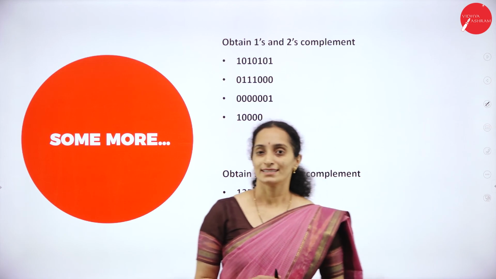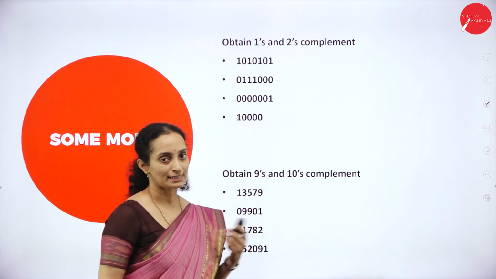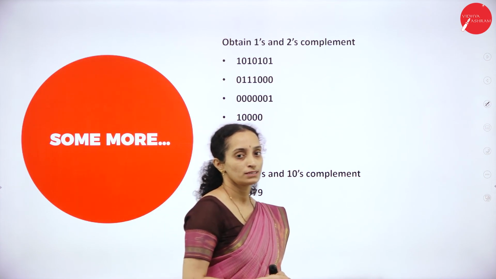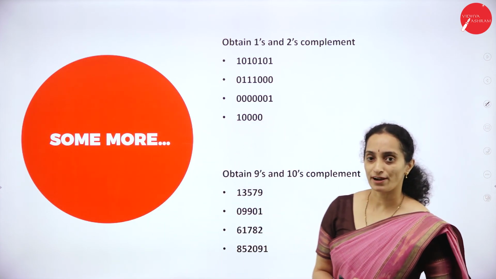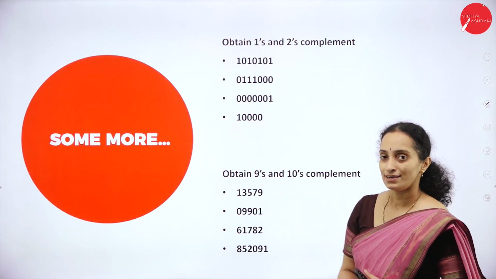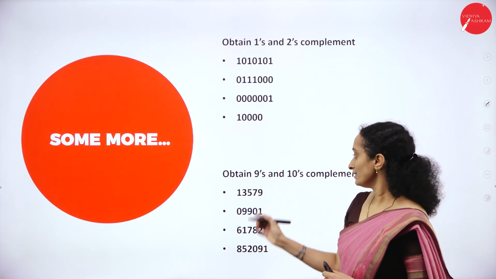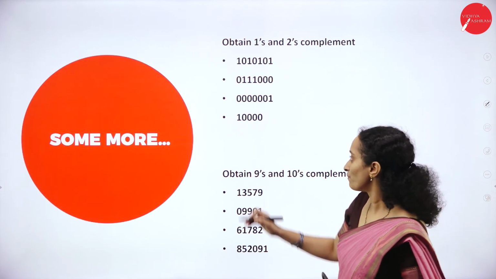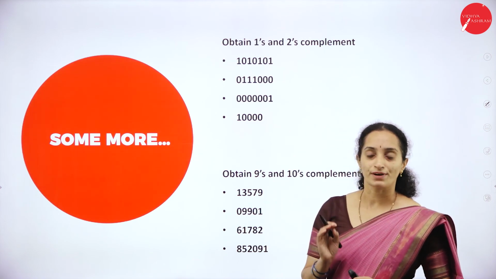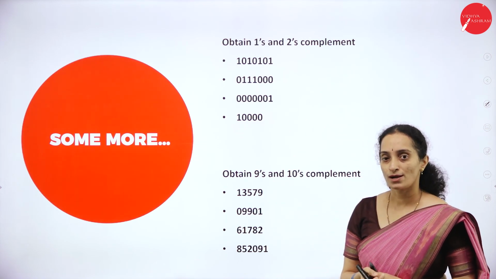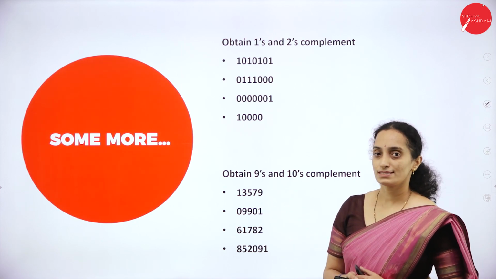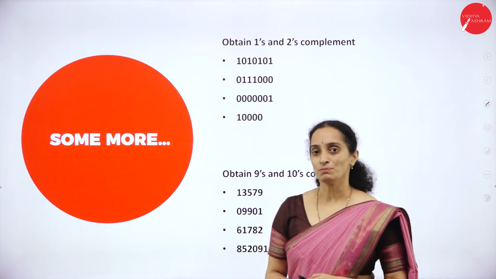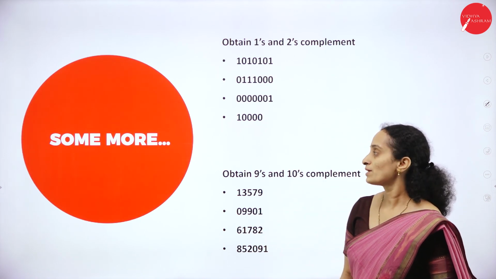We have exercise examples for you. Just work out these problems and find the complements that can be generated for these numbers. Find the 9's as well as the 10's complement for these numbers, and find the 1's and the 2's complement for the others. So this is all about the complement system, r and r minus 1 complement.